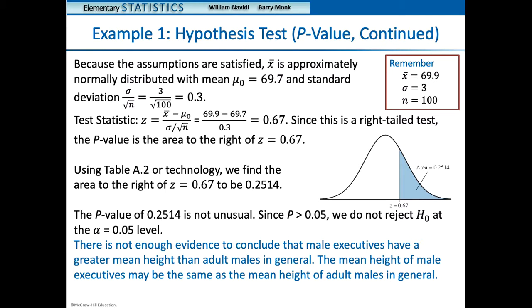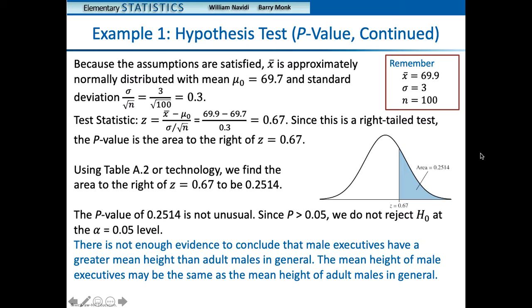With that assumption, we will compute the test statistic, which is the z-score. The sample mean value is given as 69.9. For the population mean, we'll plug in 69.7, and we'll divide by the standard error, or standard deviation of the sampling distribution, which is sigma over the square root of n, or 3 over the square root of 100, which is equal to 0.3. When we do that calculation, we get a z-score of 0.67.